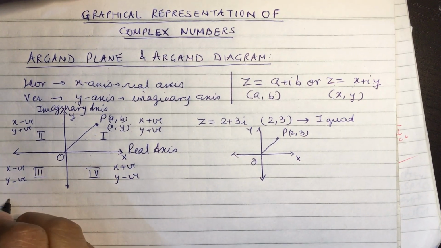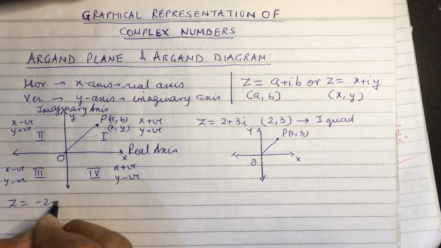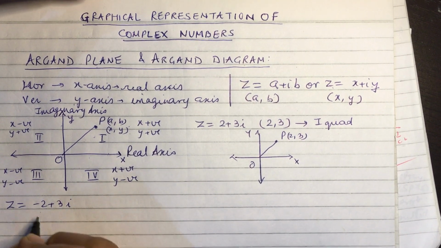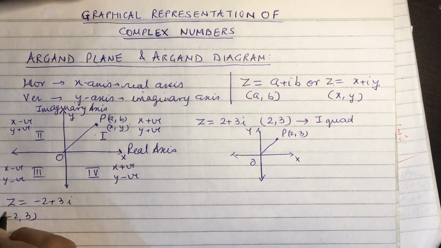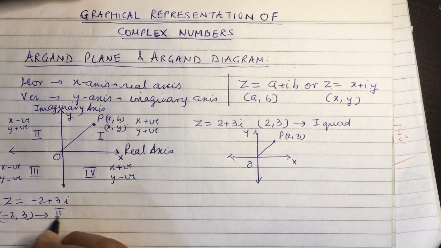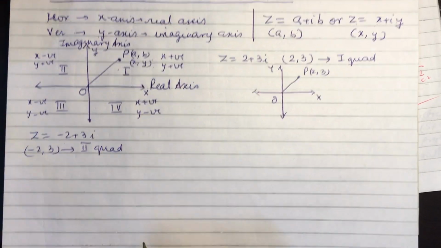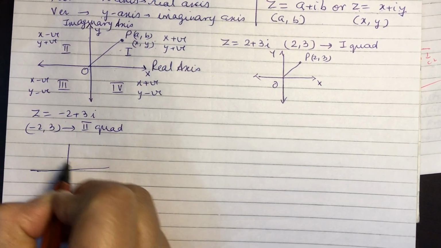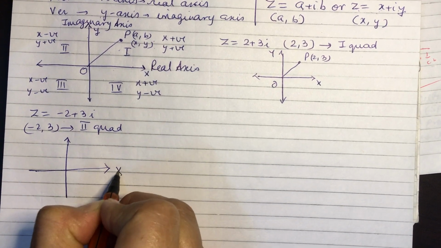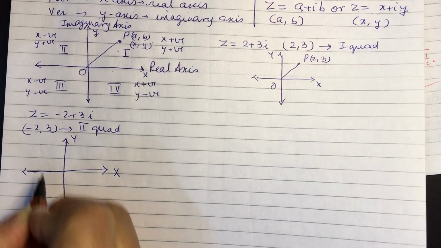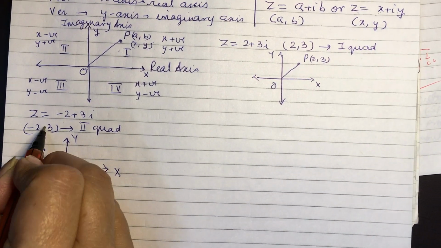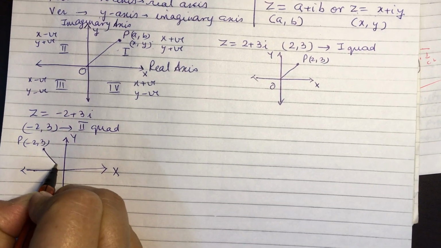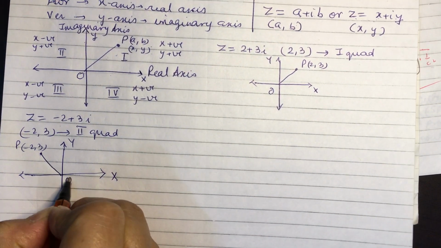Now, suppose we take z equal to minus 2 plus 3i. So the ordered pair corresponding to it would be minus 2 comma 3. Clearly, it will belong to the second quadrant, and so the Argand diagram corresponding to it would be something like this. This is the x axis, this is y, and this point will lie somewhere over here. So you write it as minus 2 comma 3, call it point P, and this is the origin.